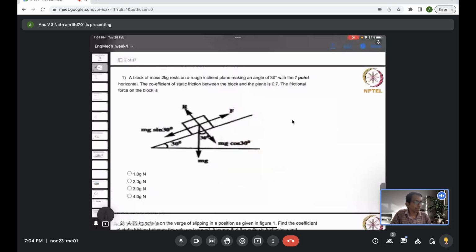So we have the first question, starting from the basics. A block of mass 2 kg rests on a rough inclined plane making an angle of 30 degree with the horizontal. The coefficient of static friction between the block and the plane is 0.7. The frictional force on the block is. So we have options given. 1g, where g is the gravity value, 9.81. It's not substituted, so it's 1g, 2g, 3g, 4g newtons. So which one would be the correct answer?